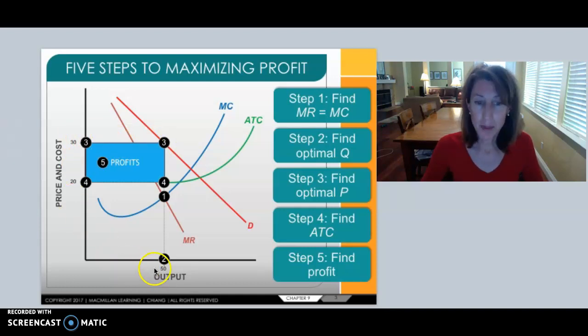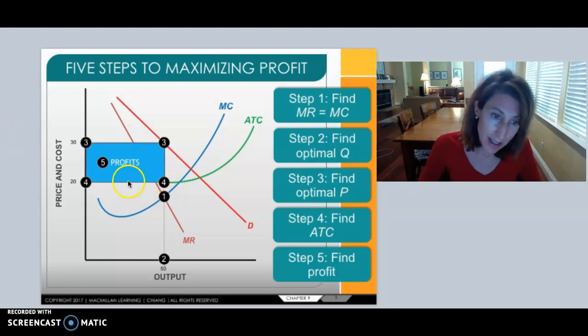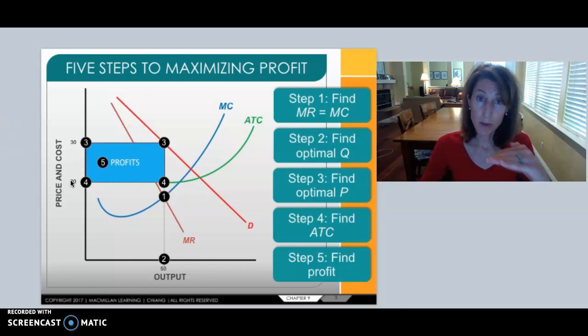Step 4, compare that price that they're getting to what it's costing them, their average total cost at that unit. So at 50, go up and see what the average total cost is. That's step 4. And you'll see right there, and then read across and see, oh, it's 20. So their profit margin is the difference between the price they're getting, 30, and their average total cost at that unit they're producing of 50, which is 20.